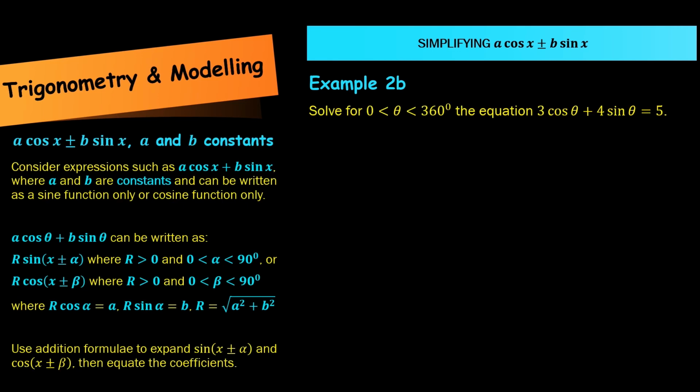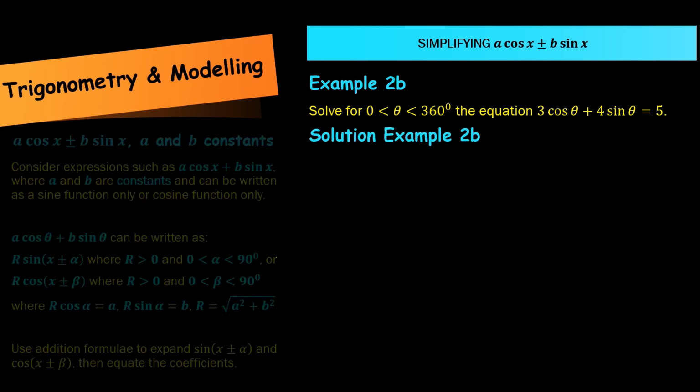Now let's take a look at part B. We are required to solve for theta between 0 and 360 degrees the equation 3 cos theta plus 4 sin theta equals 5. So let's solve this. From part A we have this equation.